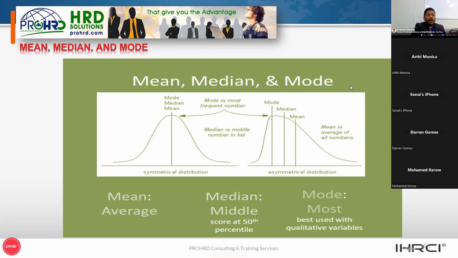Then we have quartiles. In a data set, you can have first quartile, second quartile, third quartile, and fourth quartile. Quartiles are the values that divide the set of data into 4 equal parts. 0 to 25th percentile is the first quartile, 25th to 50th percentile is the second quartile, 50th to 75th is the third quartile, and 75th to 100th is the fourth quartile.